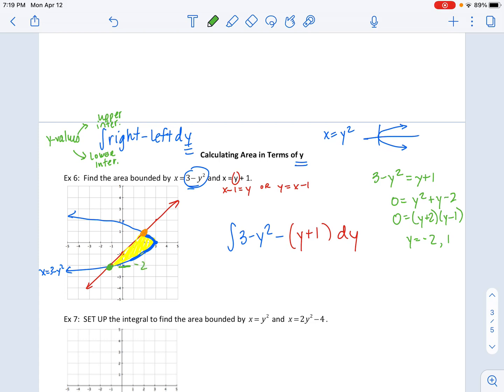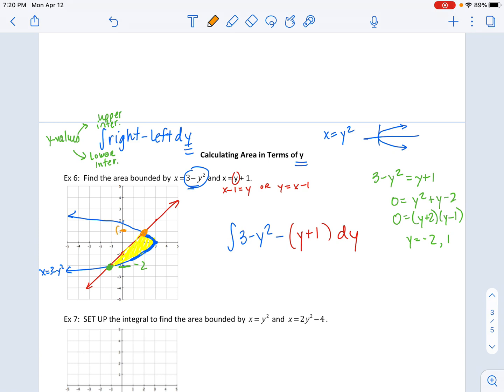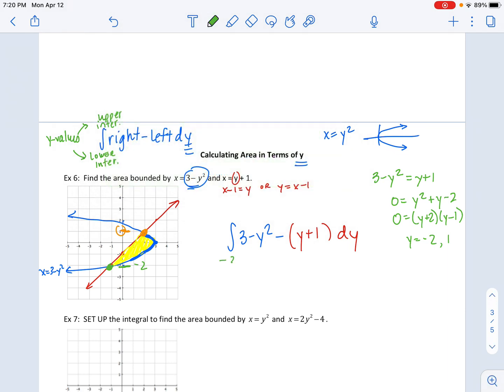So this is my y value of -2 as my lower intersection point, right? And this +1 is the y value of the upper intersection. So I'm going to put those here and here. Okay. And that's my setup.